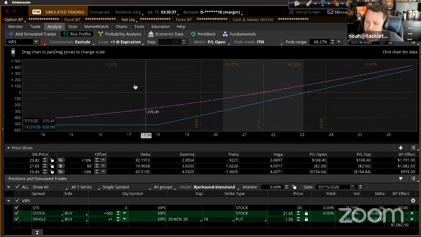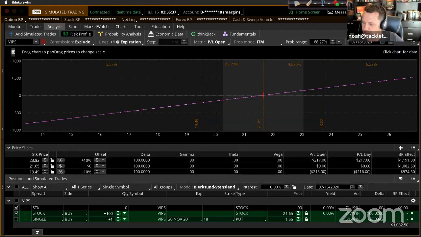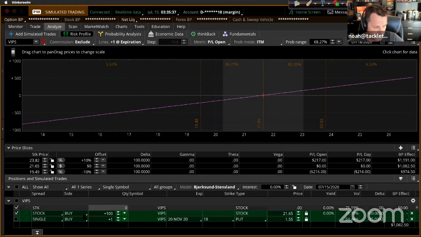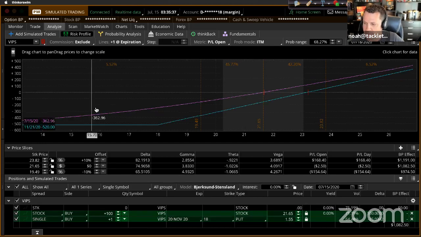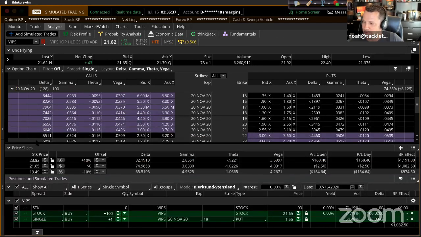Now, I want you to look at the maximum risk if you bought that insurance. If you bought just the stock, your risk is $2,165. If you spend the extra $155 to buy the insurance, you can limit that risk from now through November to $520. So you couldn't lose more than $520, and your coverage would kick in below 18.